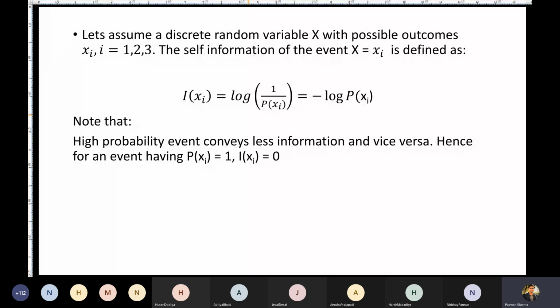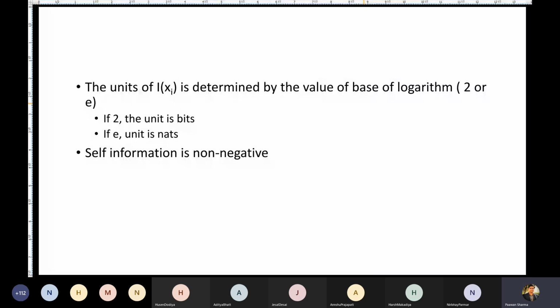So note that high probability event convey less information and vice versa. High probability, highest value of probability can be 1, so minus log 1 is 0. Okay. Hence, for an event having probability 1, information is 0.